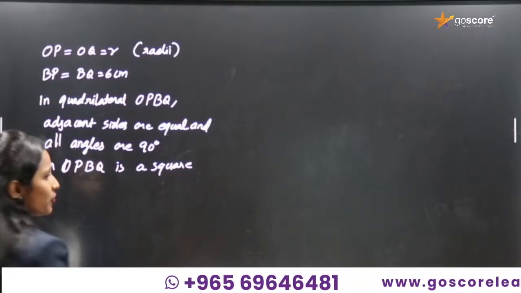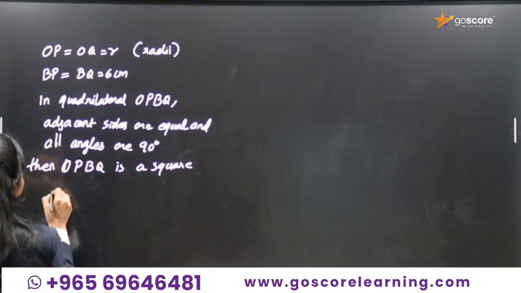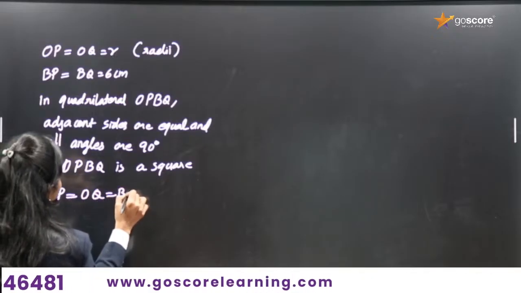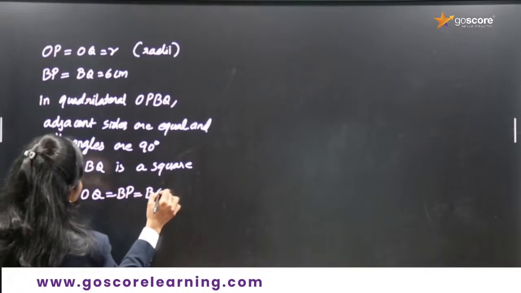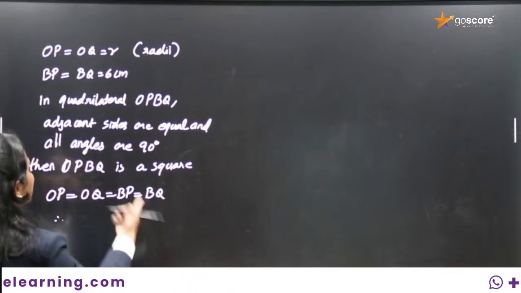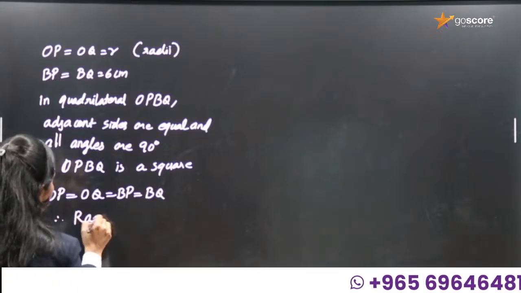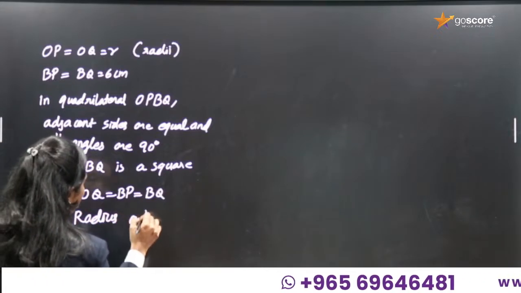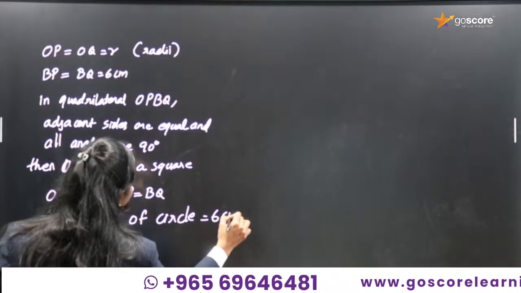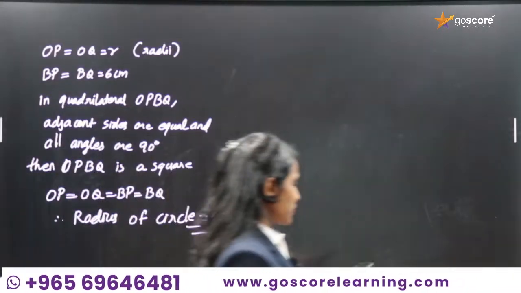Now, if it is a square, OP equal to OQ equal to BP equal to BQ, all sides will be equal. Therefore, OP and OQ are radii, and BP and BQ are already 6 centimeter. We got that. So we can write the radius of the circle is equal to 6 centimeter. So we got the radius, right? This type of question we can expect.